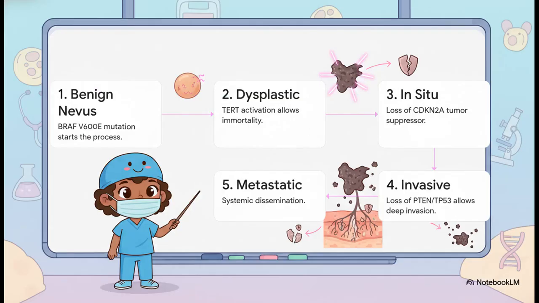So how does this actually happen on a molecular level? Well, think of it as the mutation ladder. It's a step-by-step process. It often kicks off with a BRAF V600E mutation in a totally benign mole. And this is huge, because that's the same mutation we can target later with specific drugs. As it gets worse, it picks up more hits, like TERT activation, which basically makes the cells immortal. Then it loses a tumor suppressor like CDKN2A, and boom, it's melanoma in situ. And the final step? Losing gatekeepers like PTEN allows it to invade deep and metastasize. It's literally a ladder of genetic mistakes.